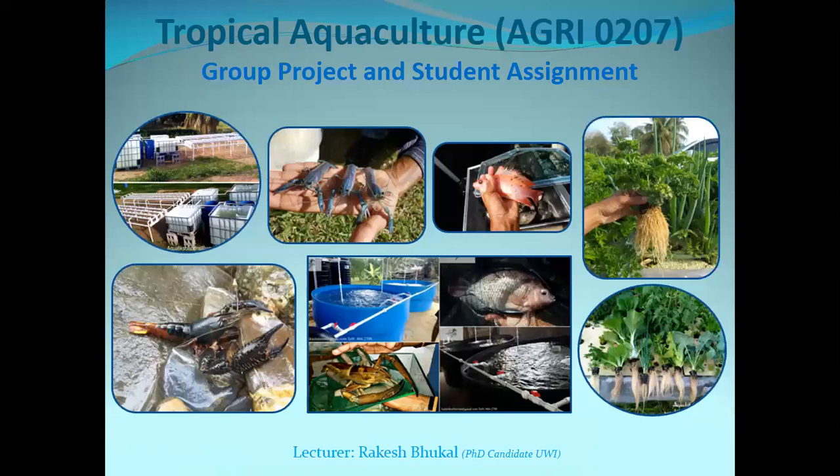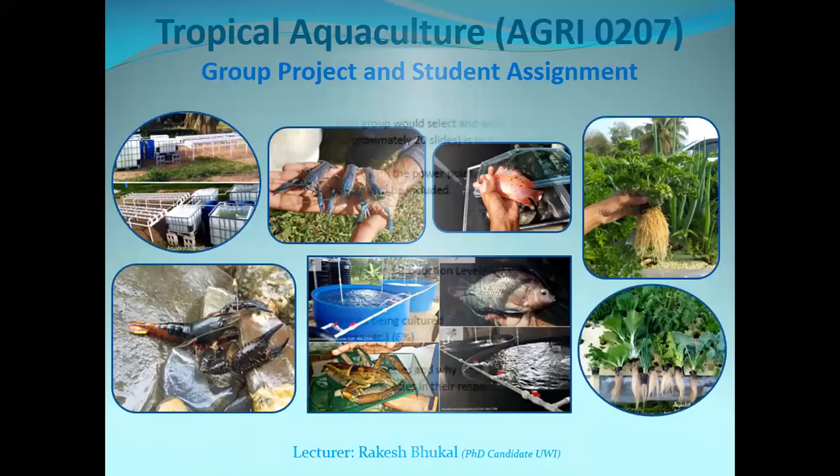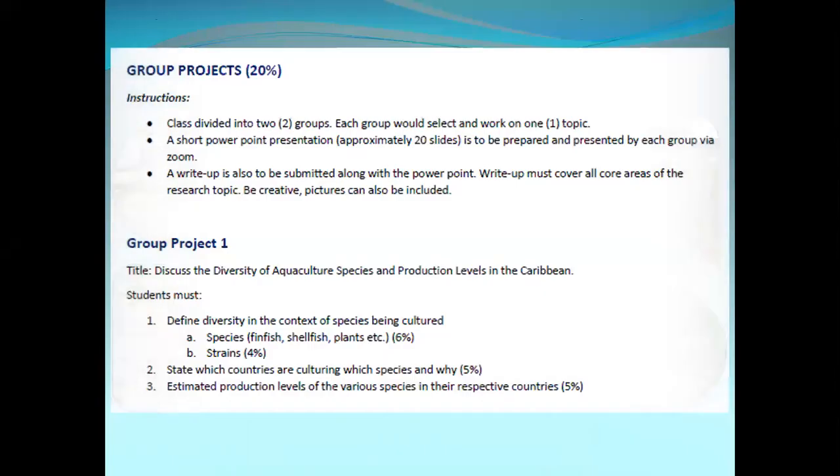Right. So two of the assessments for this course will be via a group project as well as an individual assignment. The group project will be worth 20% of your final grade, and the individual assignment will be worth 15% of your final grade.